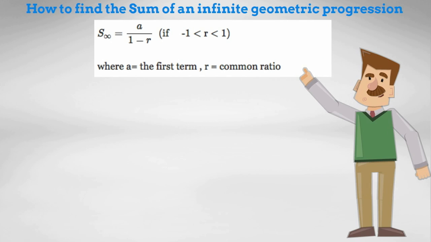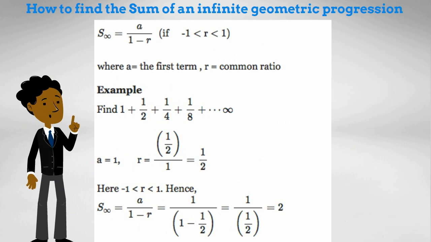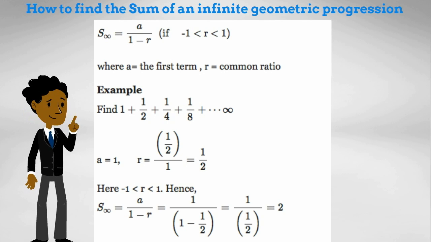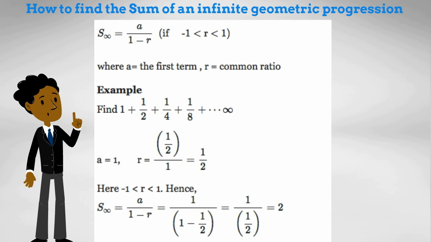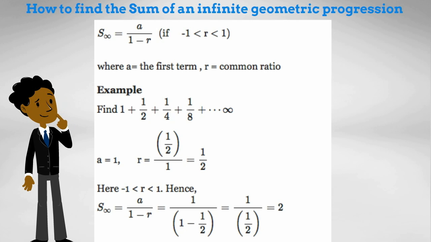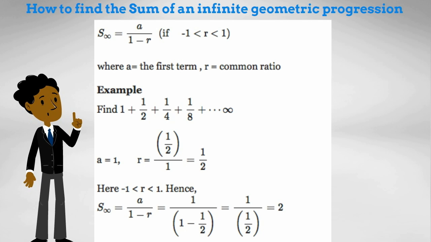Let's check out an example, and it says find 1 plus 1 by 2 plus 1 by 4 plus 1 by 8 till infinity. Here a is equal to 1, r is equal to 1 by 2, and it is between minus 1 and 1. So we'll be applying the following formula, a upon 1 minus r, which means 1 upon 1 minus 1 by 2, which gives us 2.